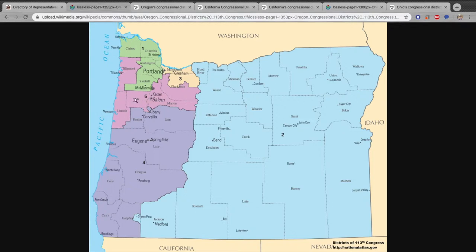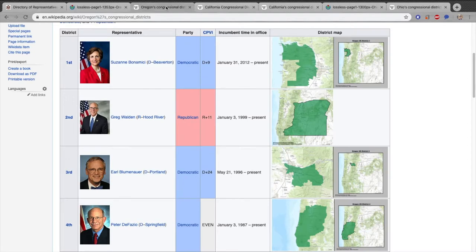We're in the 5th congressional district, and it takes in Tillamook and Lincoln counties on the coast. And then south of us, the whole Eugene area, everything south to the California border is in the 4th congressional district. So let's go ahead and look at the people who represent us here in Oregon.